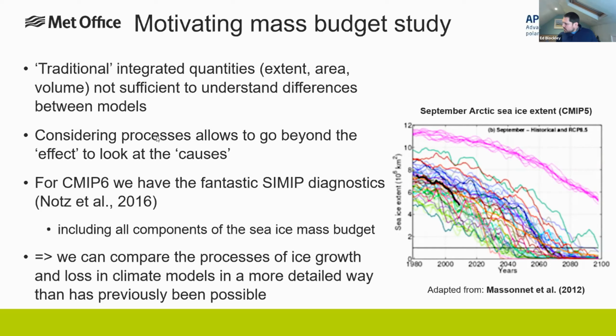So we're really lucky that for SIMIP 6 we have all these fantastic SIMIP diagnostics. Alex mentioned earlier, there's a lot of diagnostics there, and in particular of interest to us, there are all of the components of the sea ice mass budget as mass fluxes. So we're now in a position that we can compare the processes of ice growth and loss in the climate models in a much more detailed way than we've been able to do previously.